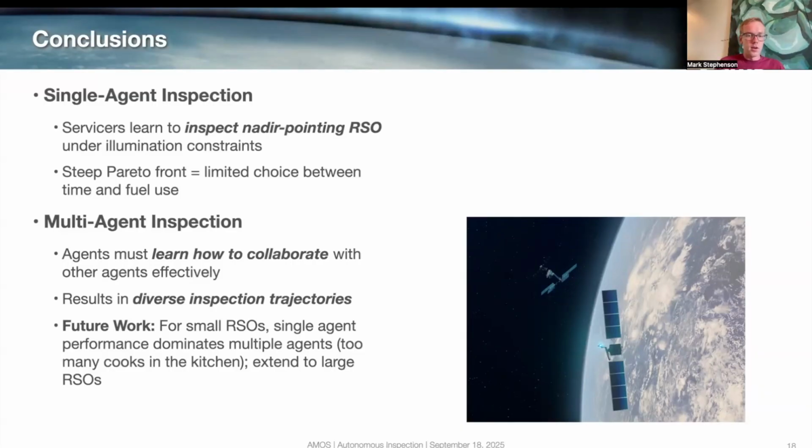However, one result that we didn't get to look into in depth in this presentation is that with multiple agents, you end up not improving over the single agent case for the amount of fuel used or the amount of time used. It's just too small of an objective. There's not enough work to go around for multiple agents. So future work is going to look at this with larger RSOs where having multiple agents on diverse trajectories is really going to benefit how quickly you're inspecting the satellite, or in that case, probably something more like a space station or large spaceship.